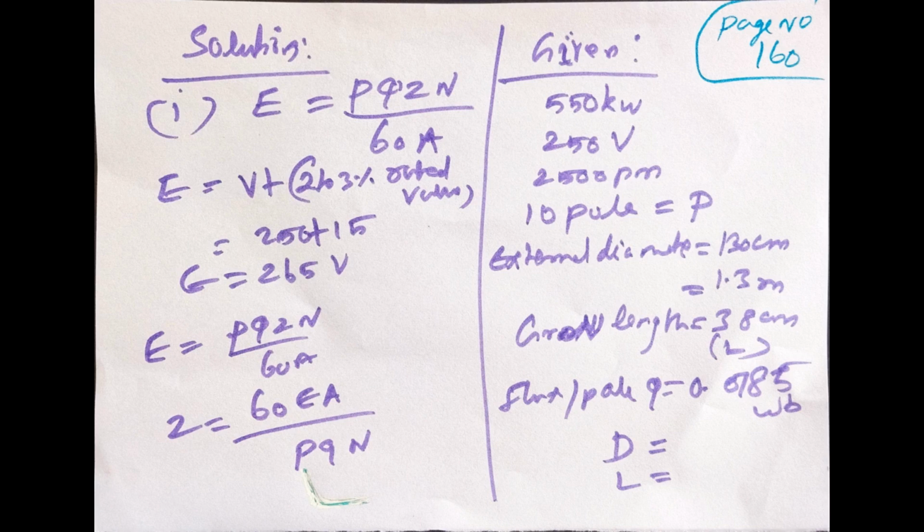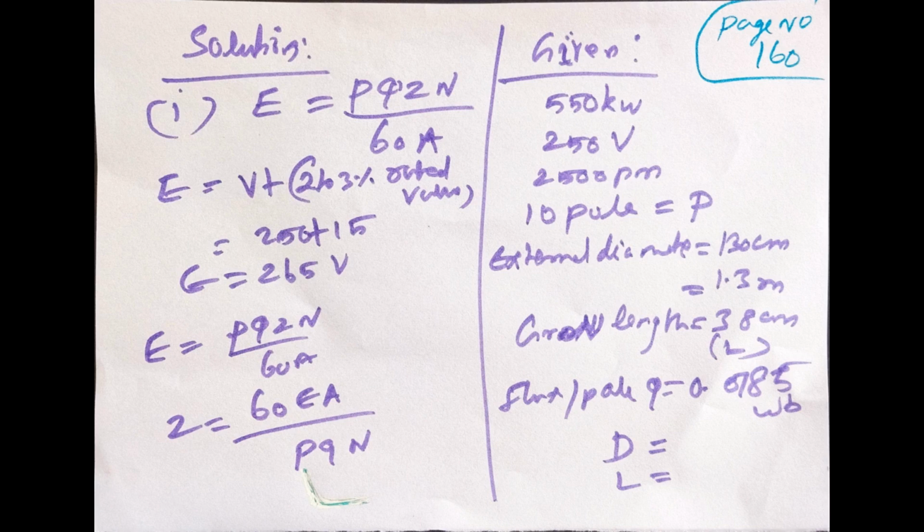Solution. E is equal to P phi Z divided by 60A. We already explained this in previous theory classes. E is equal to V plus roughly 3% of rated value. So E is equal to 250 plus 15, E is equal to 265 volts.